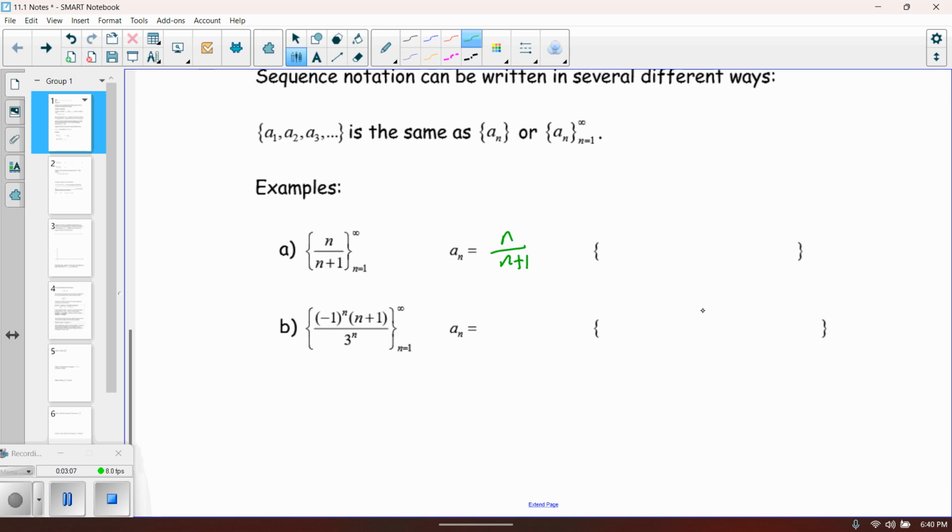Another way to define a sequence is to actually start listing the terms of the sequence. So for example, in this one, if we start with n equals 1, substituting 1 in for n, you would get 1 over 1 plus 1, which is 1/2. Then if you go with n equals 2, you would get 2/3. n equals 3, you would get 3/4. n equals 4, we would get 4/5. And obviously this is infinite, so at some point you pretty much just have to go dot, dot, dot.